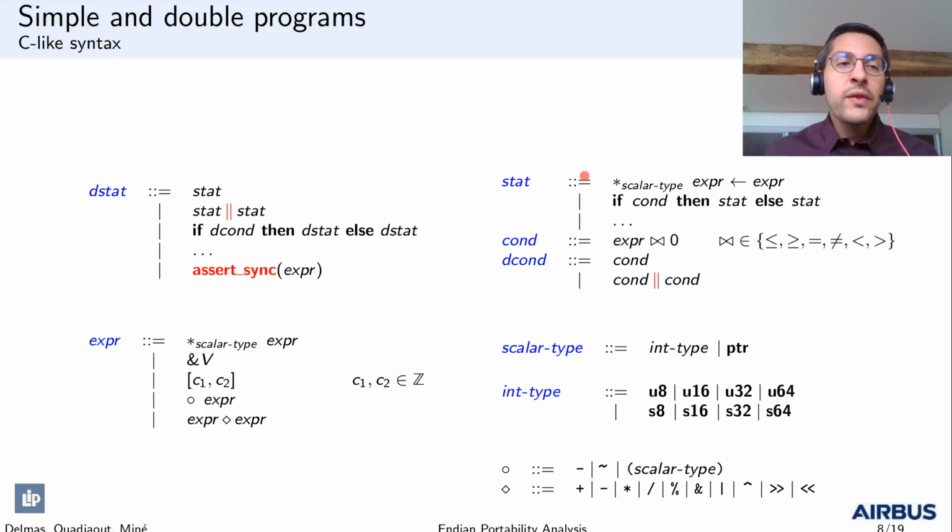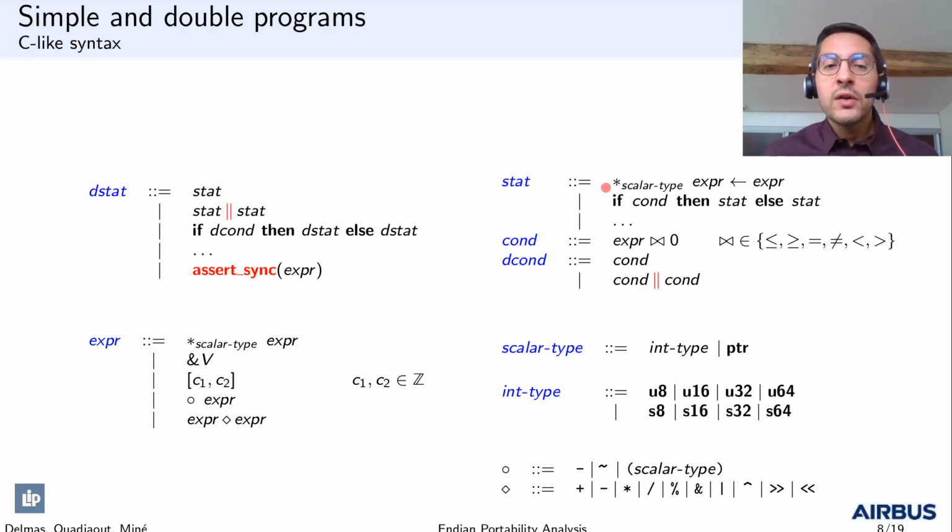We deal with so-called double programs, as we may have two versions of the same program. Double programs are composed of double statements, which can be simple statements shared by both versions, or pairs of statements, the parallel sign here denoting syntactic difference, such as difference coming from conditional inclusion directives. Note that even when both programs share the same code, the semantics might be different.